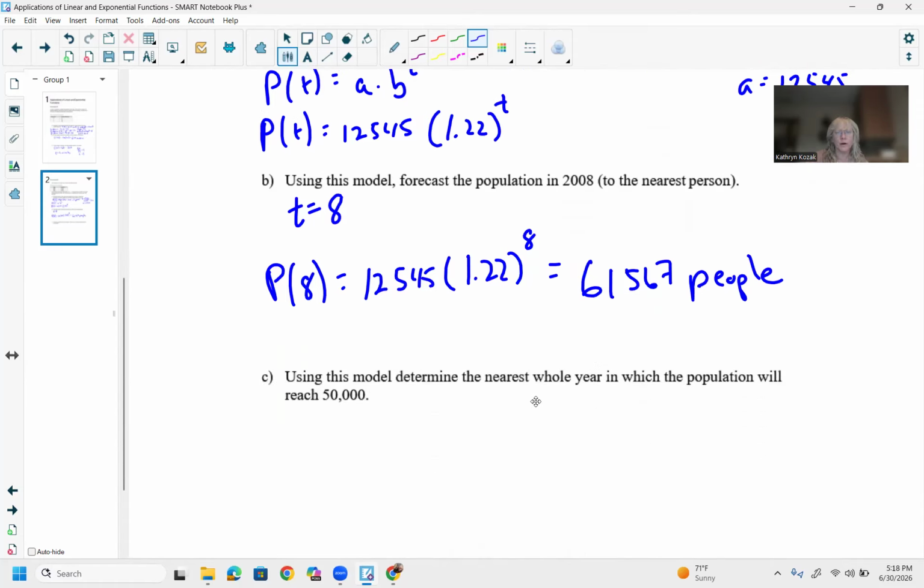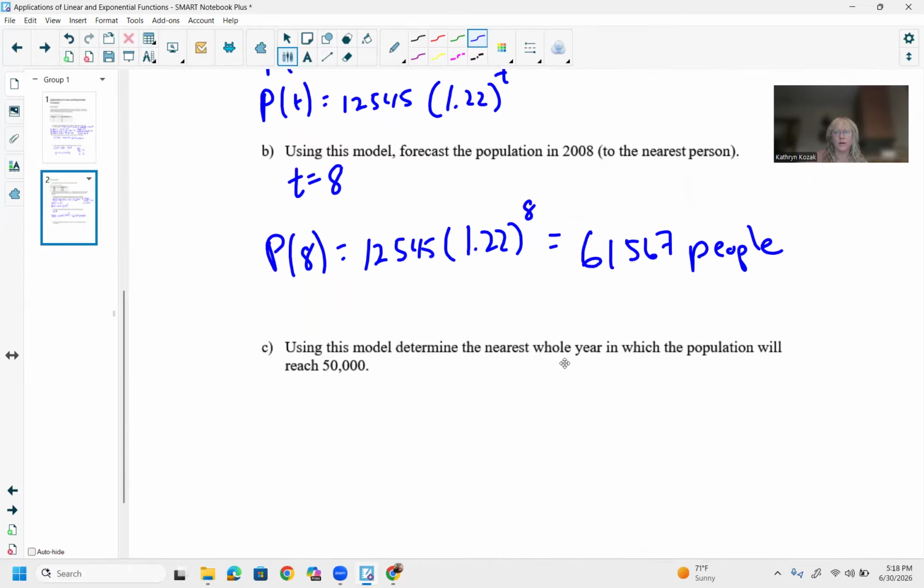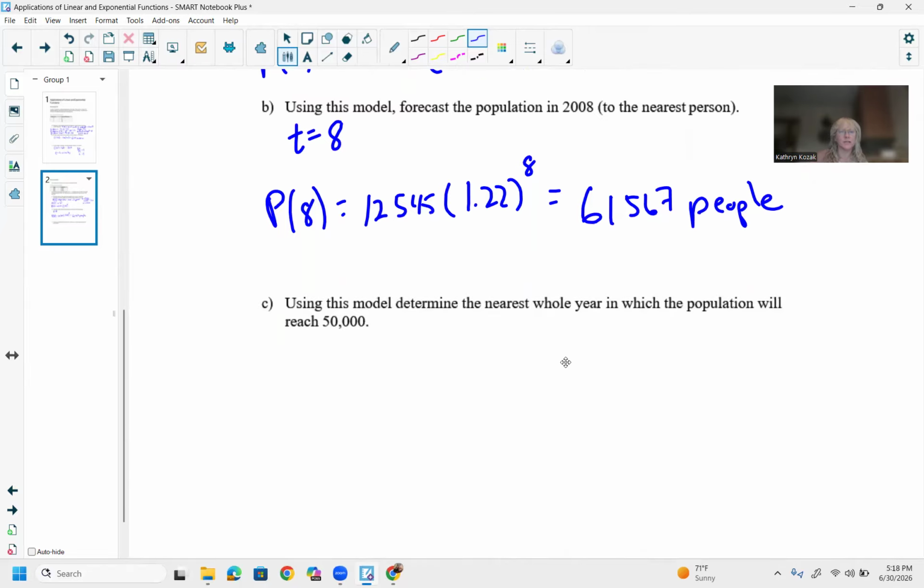We also want to use this model to determine the nearest whole year in which the population will reach 50,000. So now we know what P of t is. P is the 50,000, which equals, in my model, 12,545 times 1.22 to the t. So we just need to find out what t is. You can use logarithms to do this. We're going to go ahead and use the calculator.